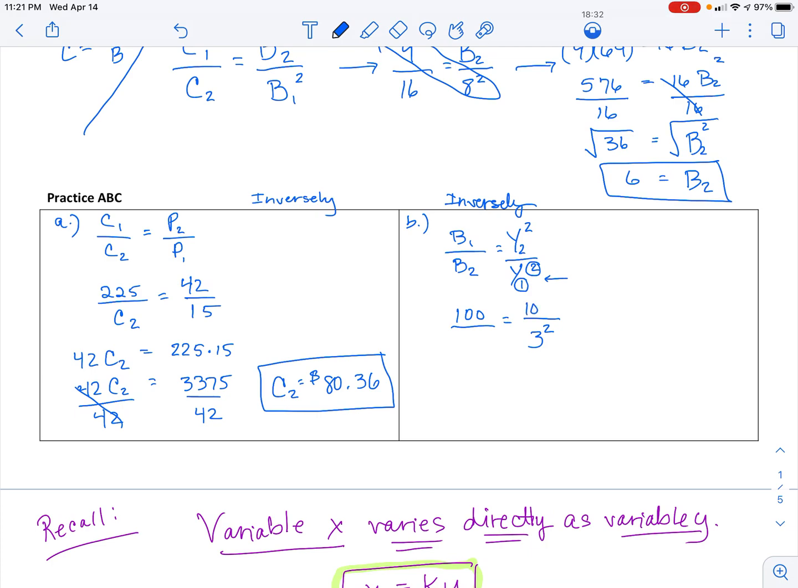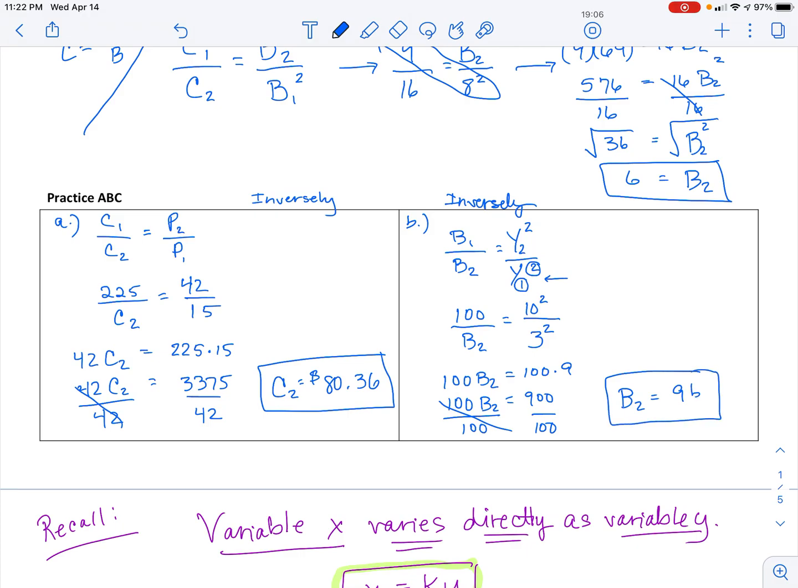So we have 10 yellows squared over B sub 2. And that's what we're trying to find, how many blues in the end, B sub 2. All right, so let's do our cross products here. 10 squared is going to be 100 times B sub 2. And then 100 times 9 here. 100 B sub 2 equals 900. Divide both sides by 100. And B sub 2, the number of blues in the end, is going to be 9 blues.